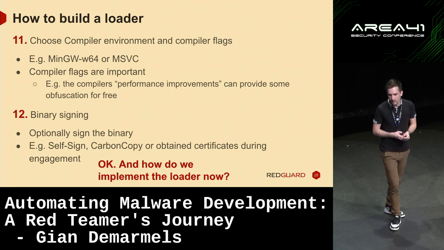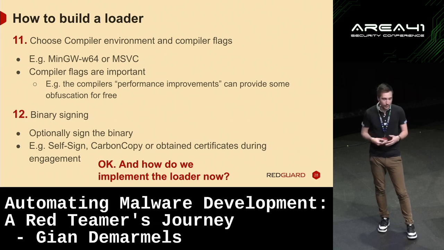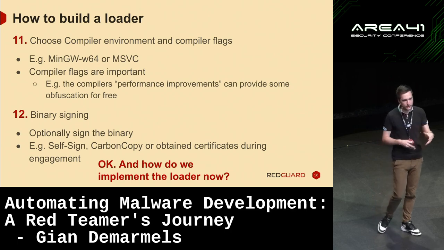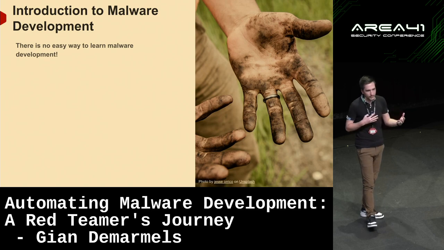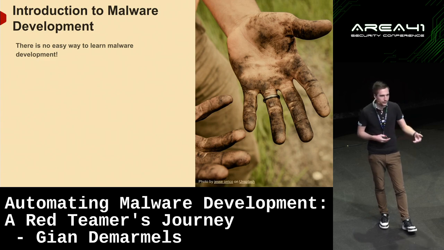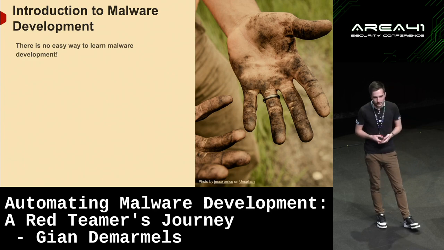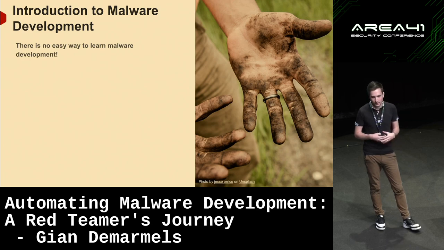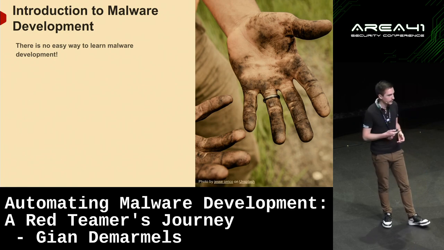Okay, we have now seen 12 steps, how we can pick and choose our options to build a loader, but we have not built the loader yet. So the question is, how do we implement now the loader that we have chosen from all the options we have seen? And the reality is that there is no easy way to learn malware development. You really have to dig into this rabbit hole if you want to learn it, and get your hands dirty doing it. You cannot just spend an afternoon on malware development. It's a whole own career field with a lot of things to learn in it.